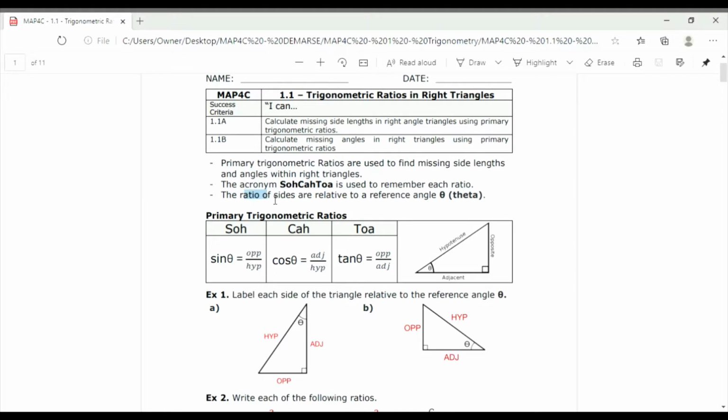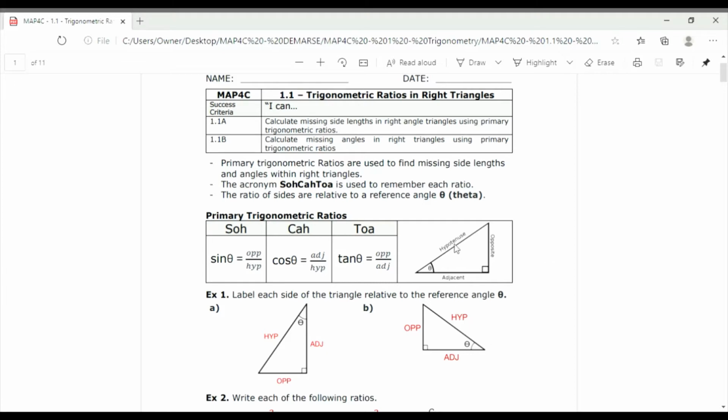The ratio of sides are relative to a reference angle, and we have the symbol for the Greek letter theta. Before we learn to use SOHCAHTOA, let's look at some definitions. There are three primary trig ratios: sine, cos, and tan, and also three labelings of the sides of a right angle triangle. Looking at the diagram on the right, the three sides are labeled as the hypotenuse, the adjacent side, and the opposite side.